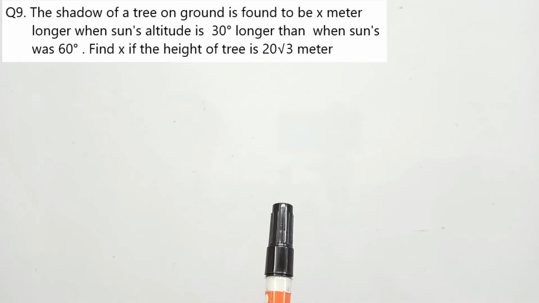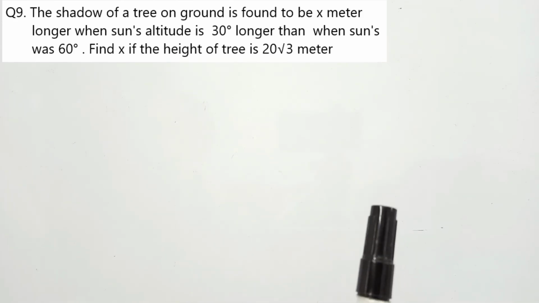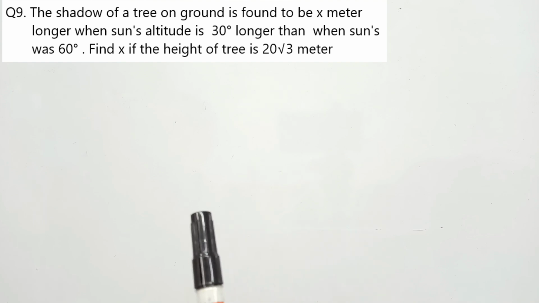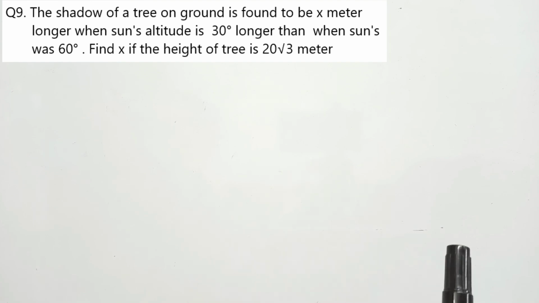Now next question number 9 from application of trigonometry. The shadow of a tree on the ground is found to be x meter longer when the sun's altitude decreases from 60 degree to 30 degree. If the height of the tree is 20 root 3 meter, then find the value of x.